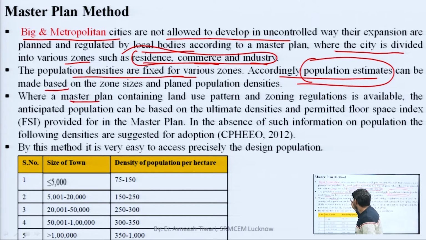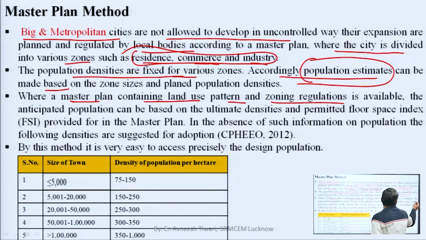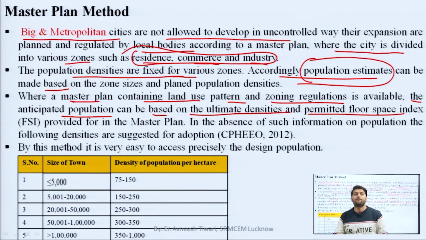In a master plan containing land use patterns and zoning regulations, the anticipated population can be based on the ultimate densities and the permitted floor space index. Means the population densities, or the anticipated population, are basically based on densities and the floor space index, which will be provided in our master plan, and the master plan is for that particular city. On that basis the growth of that city occurs.